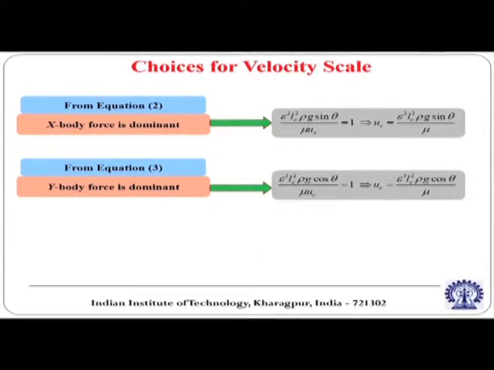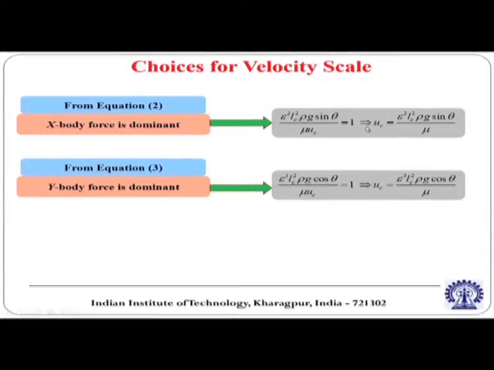X body force is dominant. So you can see that this is the body force term in the X momentum equation, whatever is written in the slide, epsilon square LC square rho g sin theta by mu uc. If the dominant term has to be of the order of 1, then this term being the dominant one also has to be of the order of 1, and that will give you what is uc.